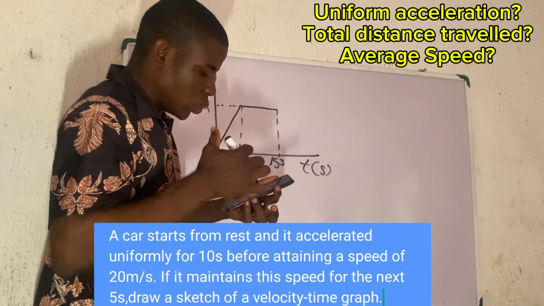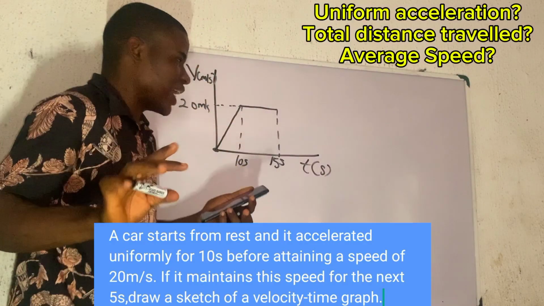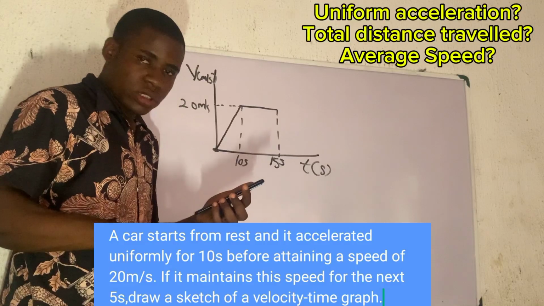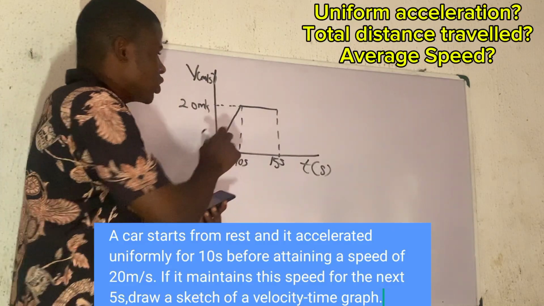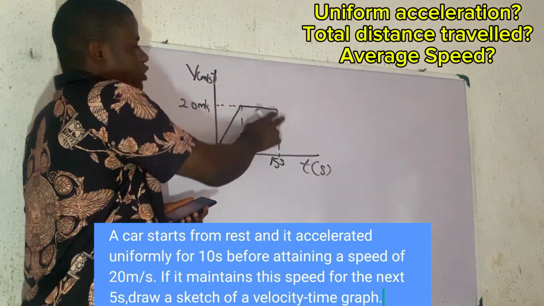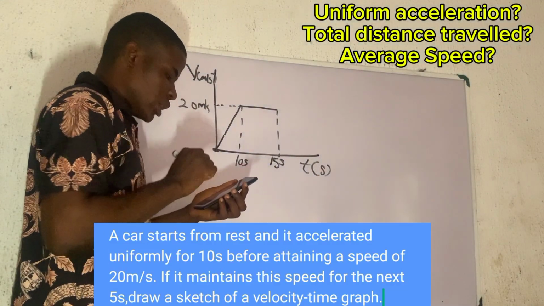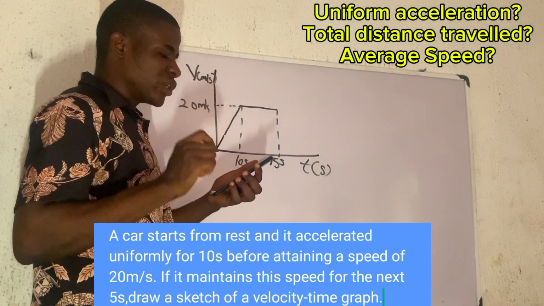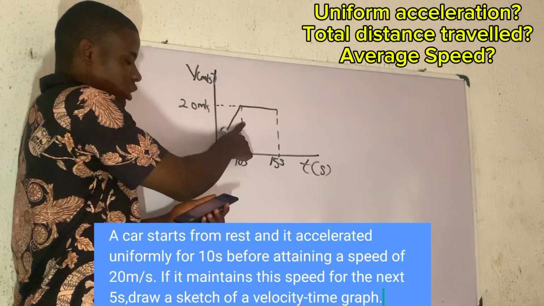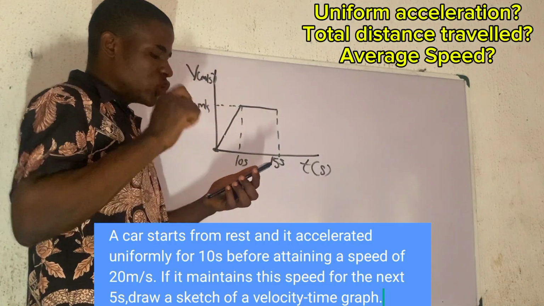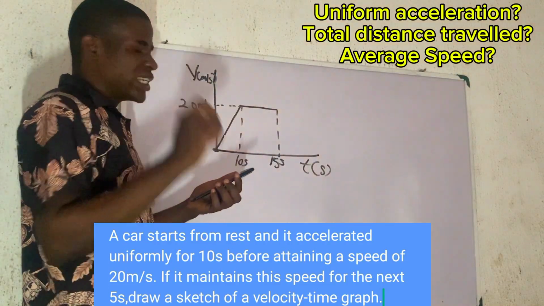What's the next thing they said? We have to draw a sketch. Now they never said that the car came to rest. Do you understand? So I have to follow it. So the velocity time graph has to look like this. There will be nothing like coming to rest because they never said it in the question. So I have drawn a sketch of the velocity time graph, which is this.